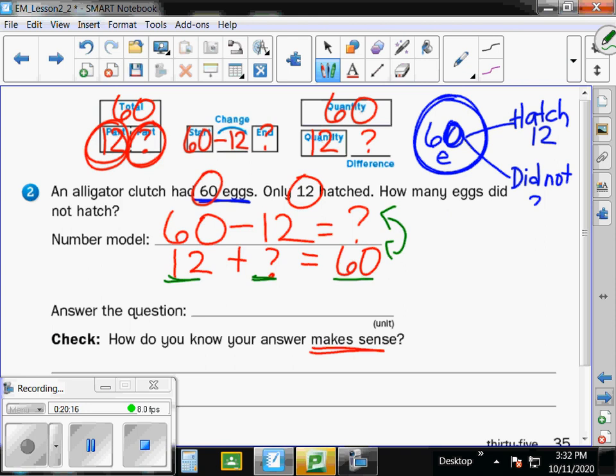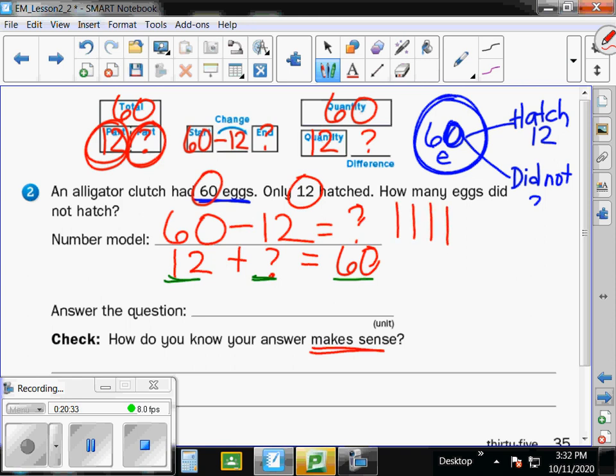Okay, now let's go ahead and solve it together and see if you were correct. I keep accidentally erasing some of my work here. I'm going to solve it both ways. I'm going to start with 60 and subtracting 12. I'm going to do base 10 blocks.